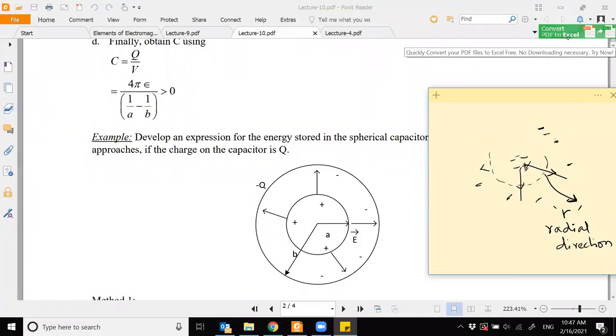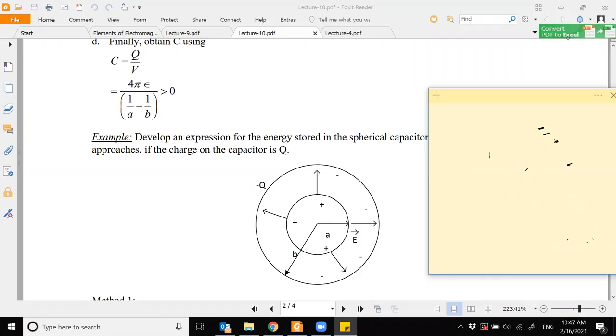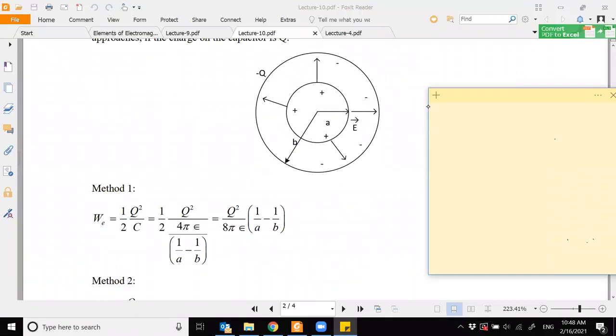And the next question is, how do you find the energy? How can you find the energy stored in a spherical capacitor, or in any type of capacitor? Yes, we know it. The energy stored in a capacitor is half CV square, or half Q square over C. As I told you, we derived this expression for a parallel plate capacitor, but it is valid for any type of capacitor.